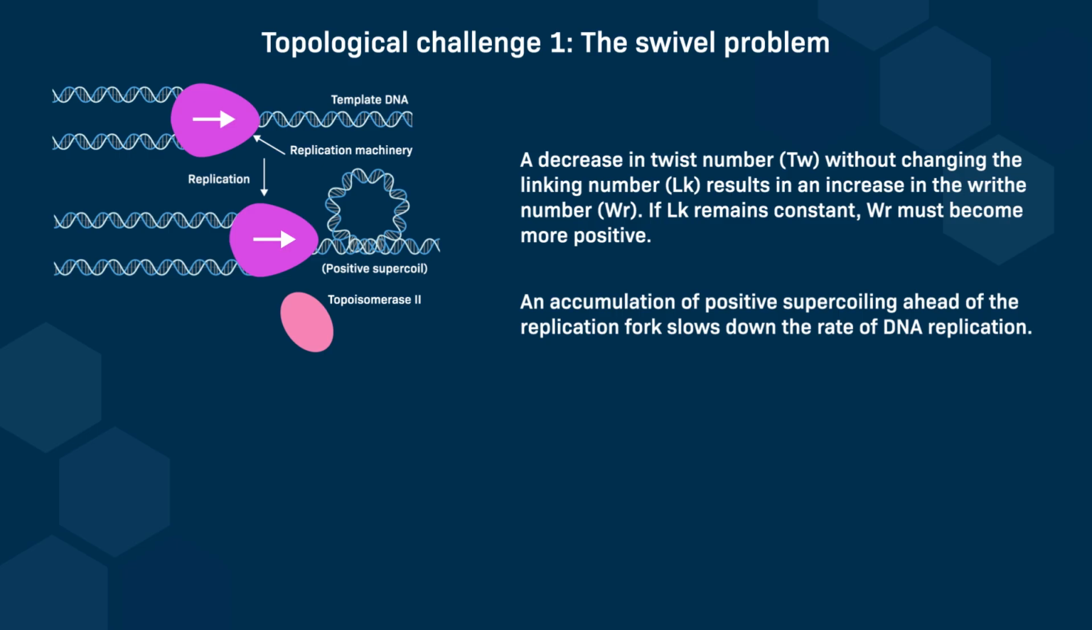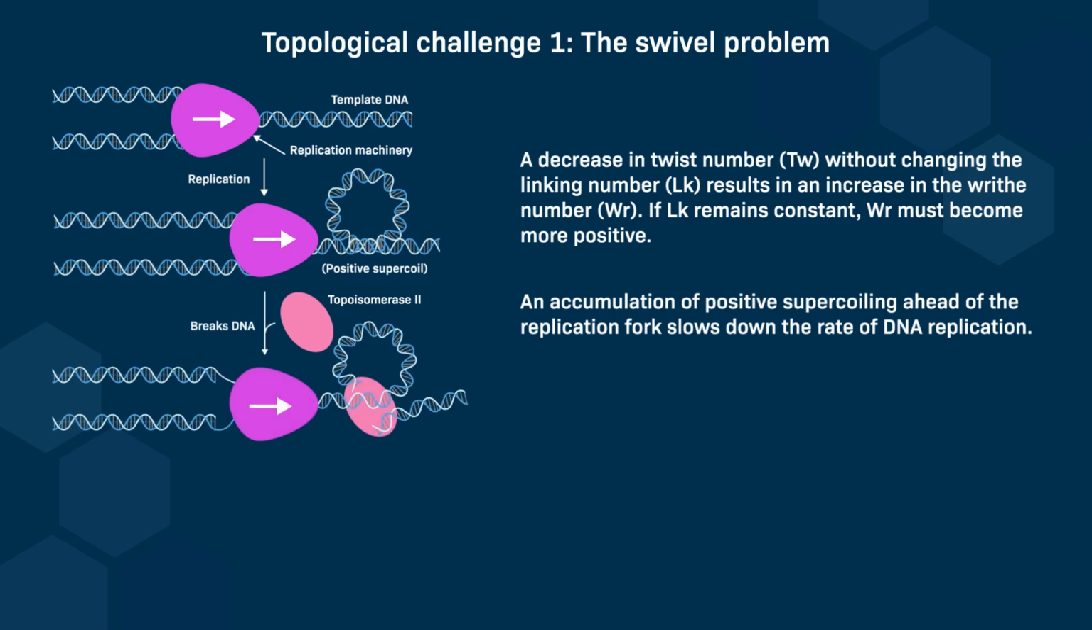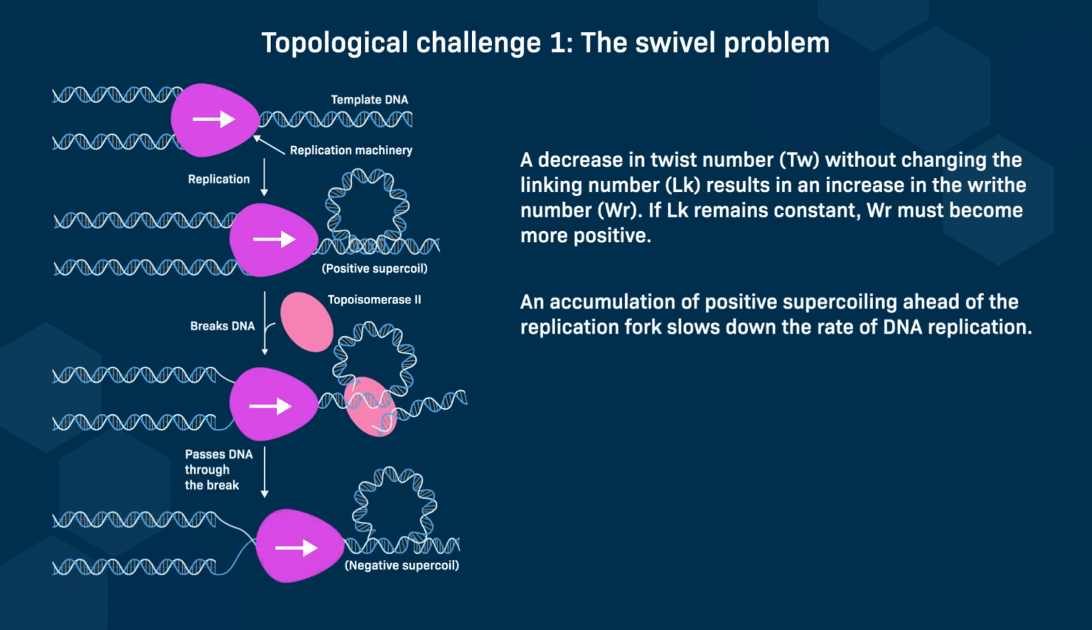Topoisomerase 2 functions by temporarily breaking both strands of a DNA double helix to pass another segment of the DNA through this break. This mechanism changes the DNA's linking number in increments of plus or minus 2 and modulates the writhe, not the twist, of the helix.